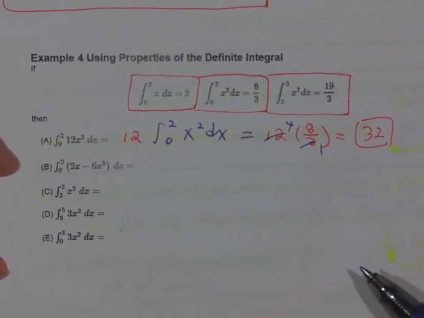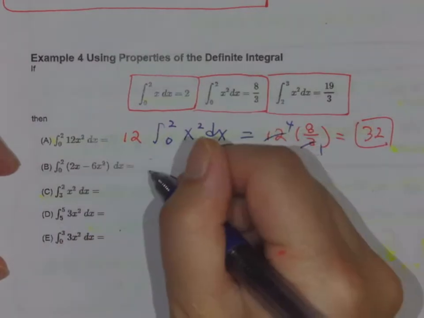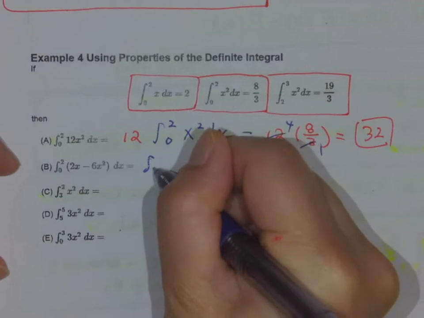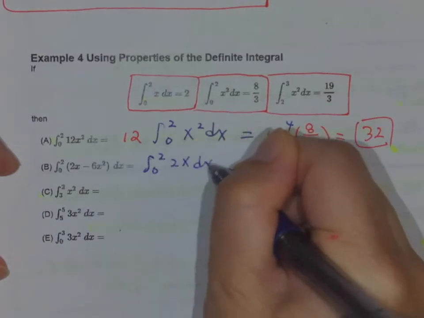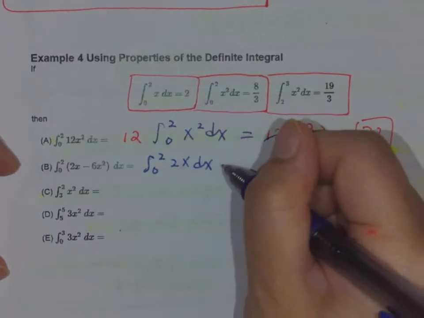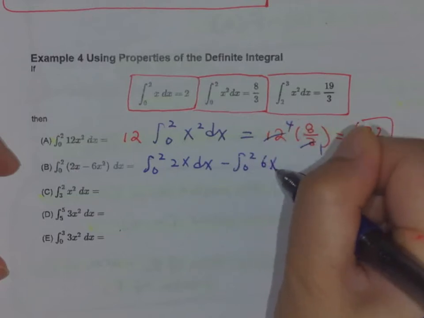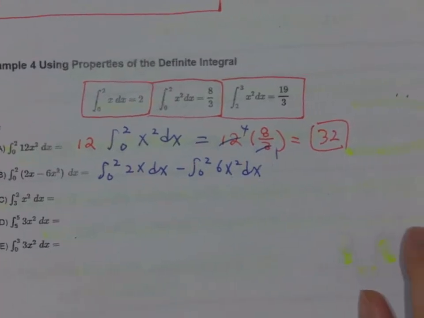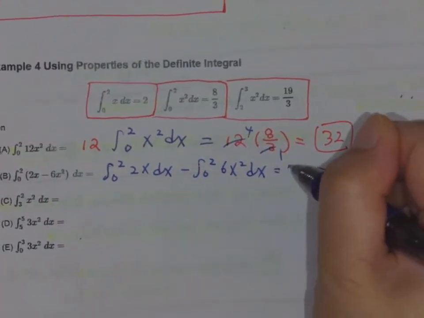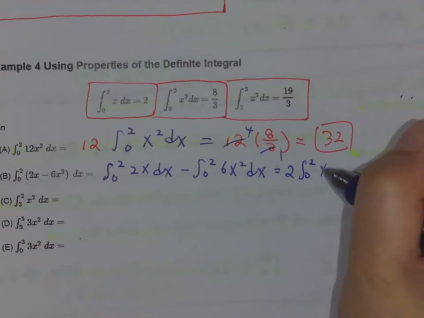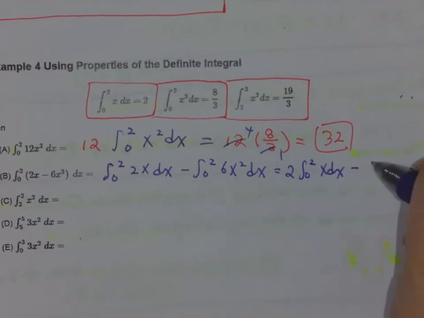The next one, 0 to 2, but it has add and subtract, right? Meaning I can break them into parts. So I have 0 to 2, 2x dx, so don't forget the dx. Subtracting, this is 0 to 2 again, this time 6x squared dx, right? So if you have a coefficient, I can pull out the coefficient. 2 times the integral from 0 to 2 of x dx, subtracting 6 times the integral from 0 to 2 of x squared dx, right?